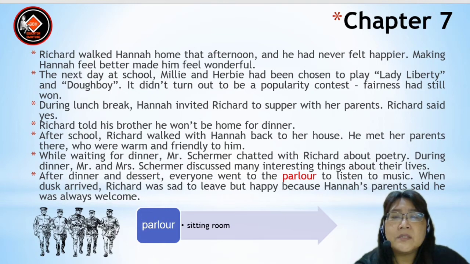During dinner, Mr. and Mrs. Schirmer discussed many interesting things about their life. After dinner and dessert, everyone went to the parlor to listen to music.